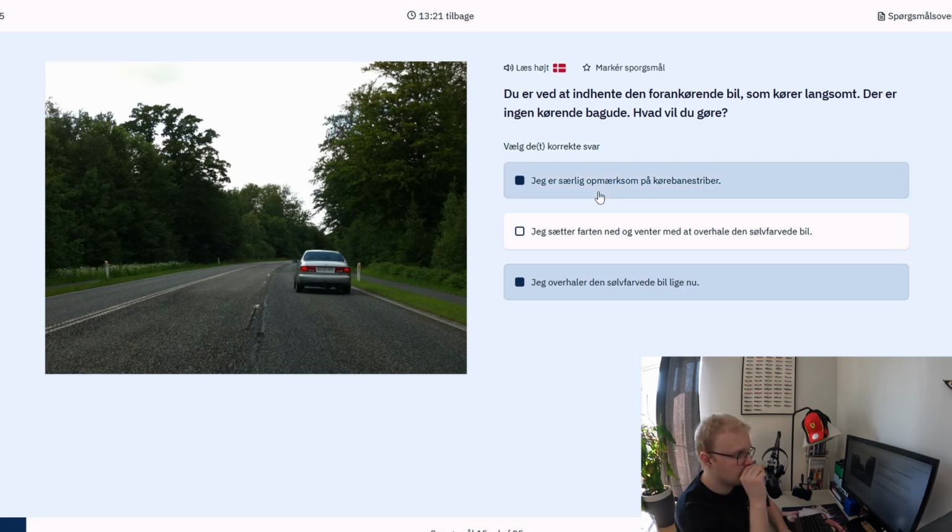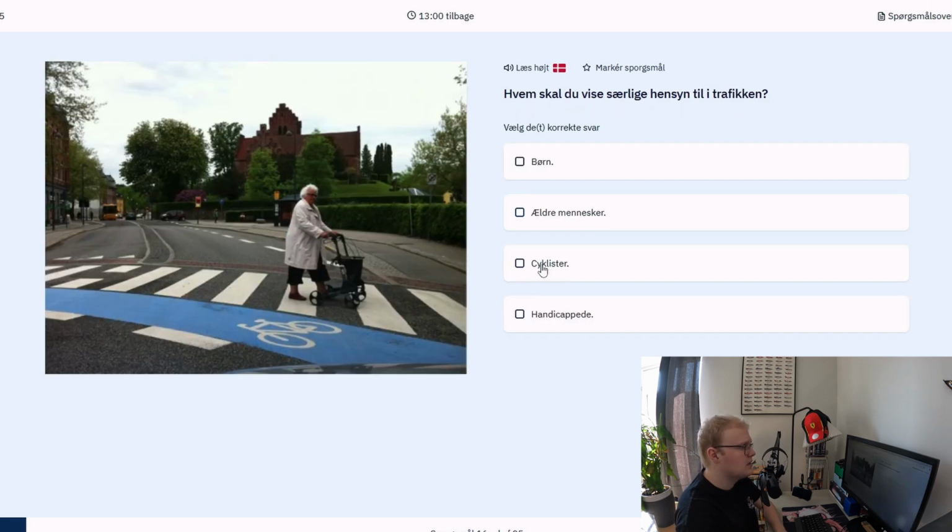I am especially observant of the road signs, road stripes, whatever you want to say. I would say yes, because you always have to be, because if it was full lines, this is just small lines. If it's full lines, you can't overtake. So yeah, I can overtake. And the last one is I slow down and wait to overtake. No, I'm not going to do that. Okay.